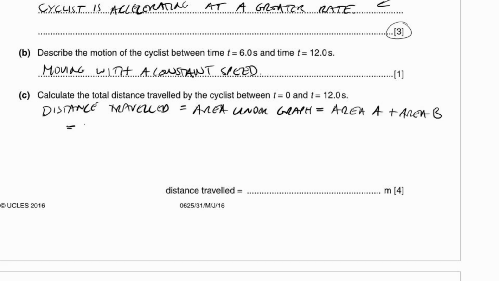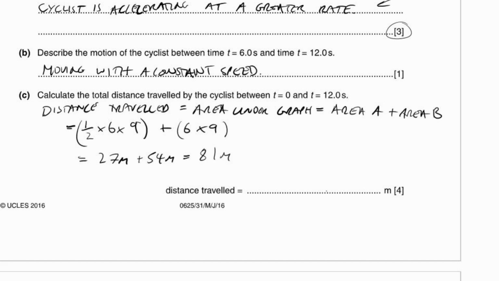The distance travelled is the area under the graph, it's area A plus area B. And that is, of course, the area of the triangle plus the area of the rectangle. It's 1/2 times 6 times 9 for our triangle, plus 6 times 9 for our rectangle. Which gives us 27 meters plus 54 meters, which is 81 meters. The unit's already down now, so 81 meters.